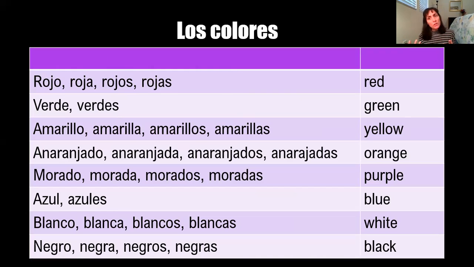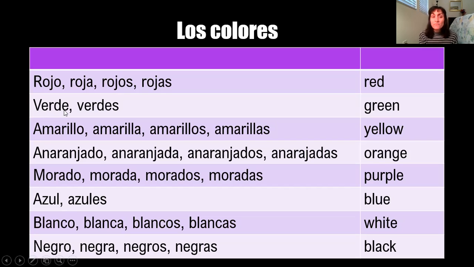So if you're talking about a book, which is masculine singular, that would be rojo. But if you're talking about a table, which is feminine singular, that would be roja. Or if you're talking about two books, rojos, or two tables, rojas. It's got to agree.